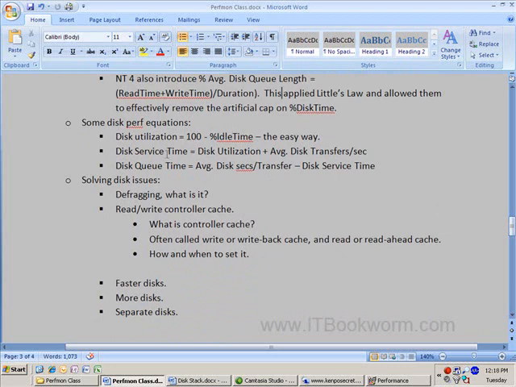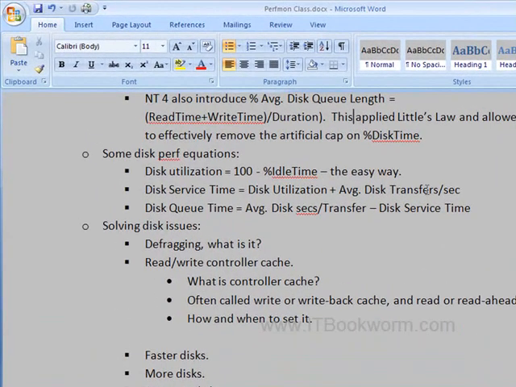So you've got a few simple disk perf equations here. Disk utilization is 100% minus idle time. Service time is utilization plus average disk transfers per second, right? So you can tell how long it's taken the disk to actually service the request. And then Q is average disk seconds per transfer minus disk service time. So you can see that you've got calculations that rely on other calculations that rely on other calculations. Sometimes it builds, right?